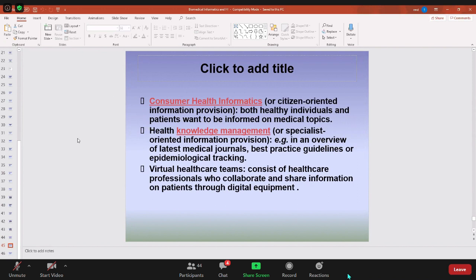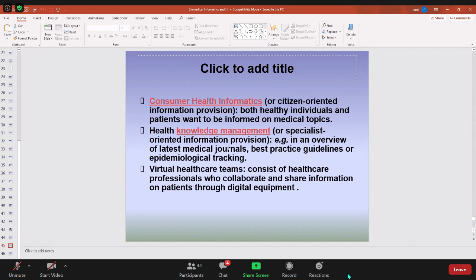So these are real-life scenarios where you can appreciate the use of technologies in the healthcare system and also in the consumer system, consumer health informatics. Okay, so apart from that, you also have health knowledge management or specialist-oriented information provision, for example, an overview of the latest medical journals, best practice guidelines, or epidemiology tracking.